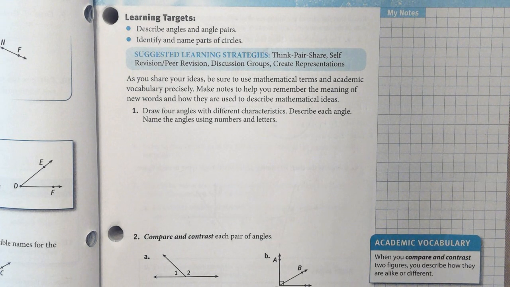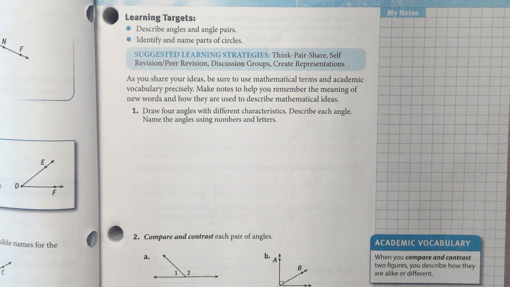We're going to move forward in section 1-2. So again, normally what I would do is I would ask you guys questions and you would contribute, and we can't do that because we're doing learning videos that are remote. So here we go. Problem number 1 on page 7, section 1-2, asks us to draw 4 angles with different characteristics and describe each angle.